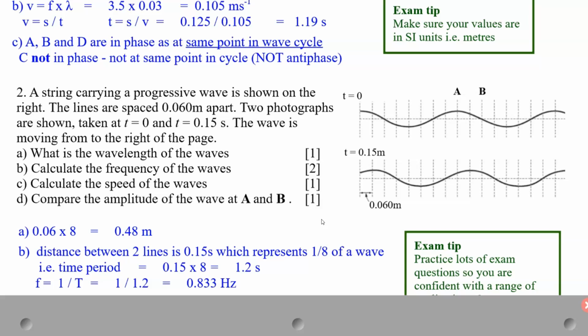And then we can calculate the frequency. It's the reciprocal of time. So 1 over 1.2 is 0.83 Hertz.